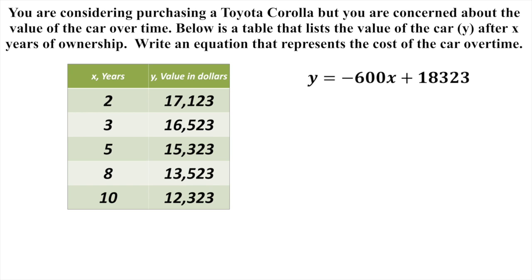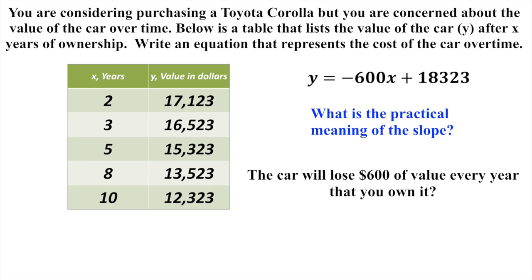Well, let's talk about that for a minute. This is our equation that we just developed. What does the slope mean? Negative 600x. Let's see. This is our y values over our x values. So our value of the car divided by the number of years. This is negative 600 divided by 1. So the practical meaning would be that we're losing $600 every year that we own it.